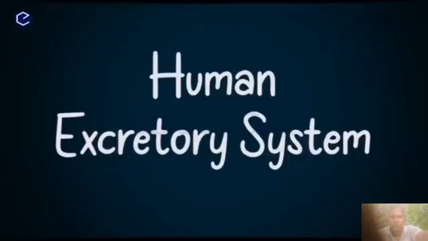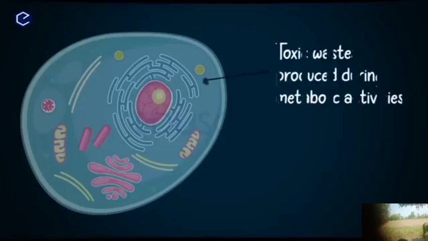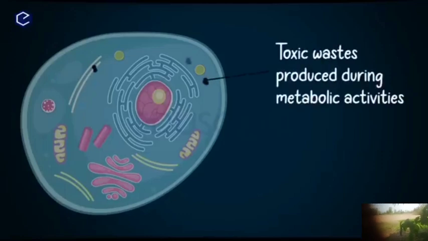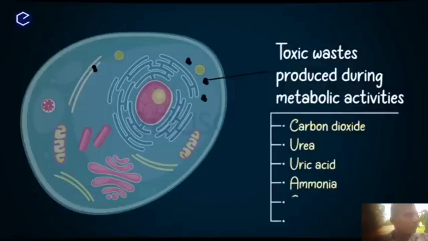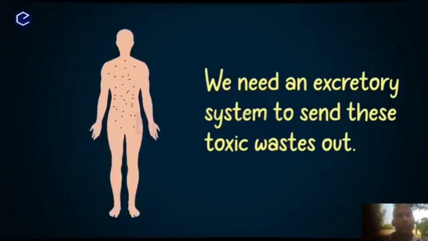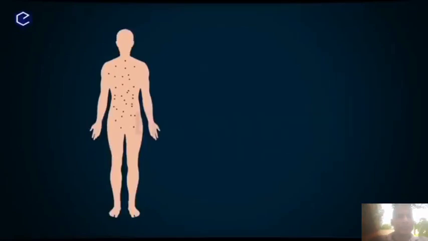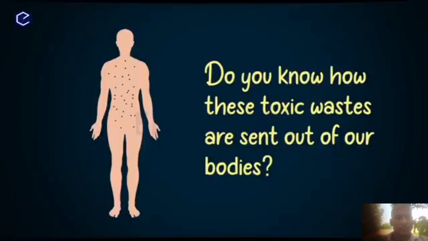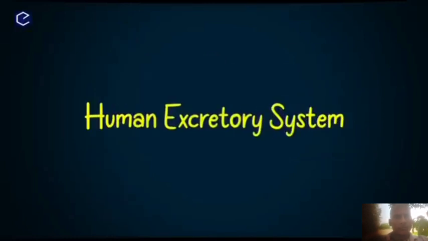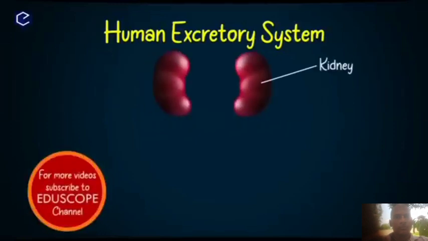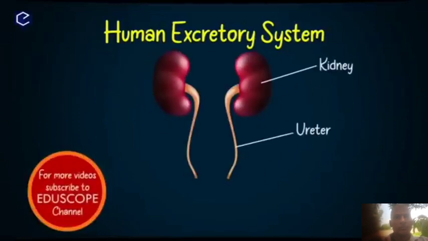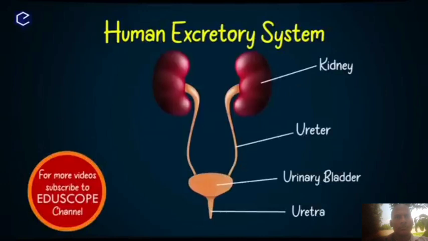Now, we will discuss the human excretory system. Cells, while carrying out their activities, produce toxic nitrogenous substances like urea and uric acid. These compounds are to be eliminated from our body. This job is done by the excretory system. Blood collects and carries these toxic materials to the excretory system for filtration. The human excretory system has two kidneys, two ureters, one urinary bladder and one urethra in it.